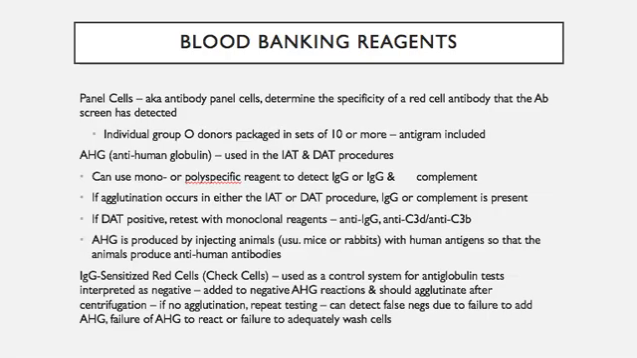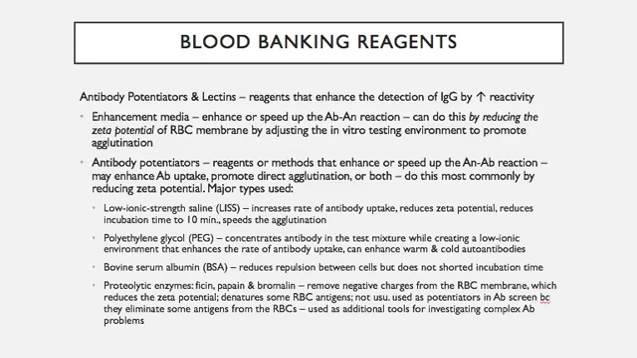Okay, IgG sensitized red cells, which are more commonly known as CHEK cells, are used as a control system for the antiglobulin tests that get interpreted as negative. So we add our CHEK cells to negative AHG reactions, and we should get a positive agglutination reaction after the tube is centrifuged. If there is no agglutination, we want to repeat testing. Our CHEK cells are just a check. It can detect false negative reactions due to failure to add AHG, failure of the AHG reagent to react accordingly, or failure to adequately wash the cells. So it's just a double check on our procedure. We add CHEK cells to all negative AHG reactions, and the results should be positive.